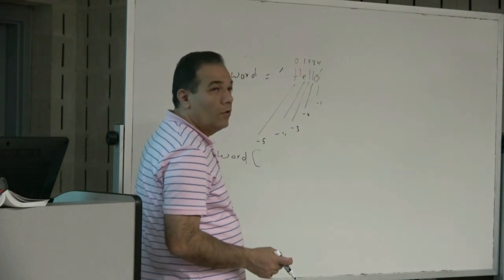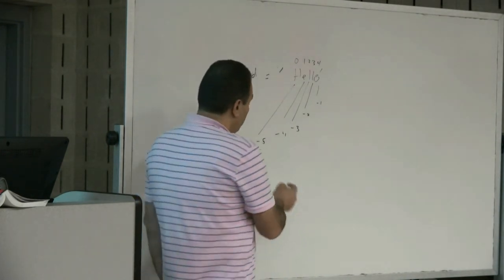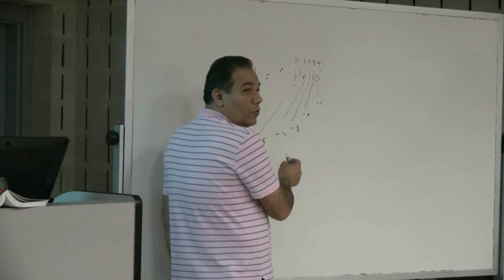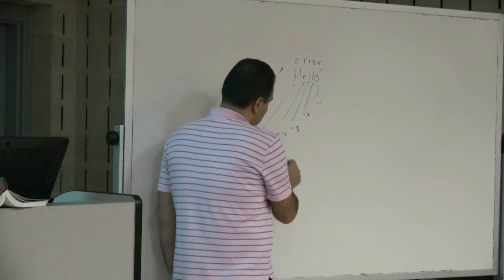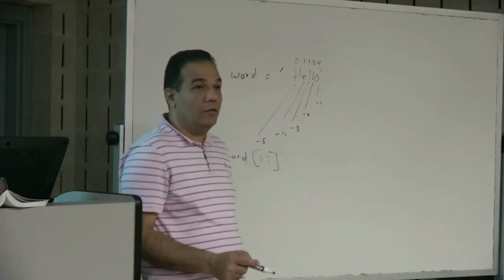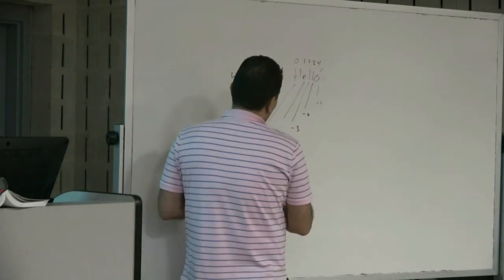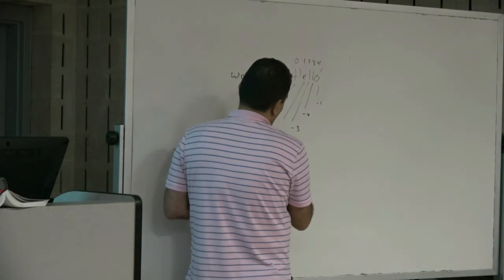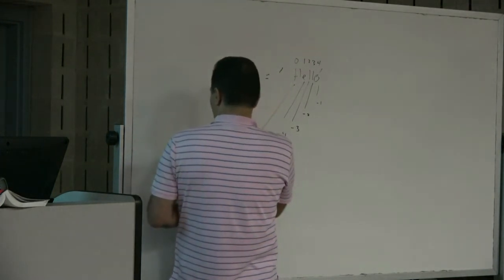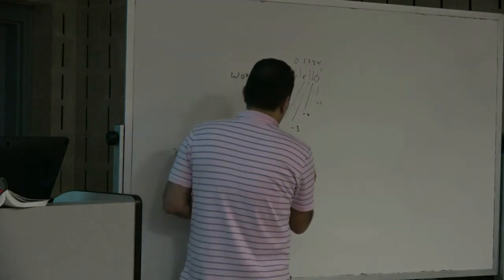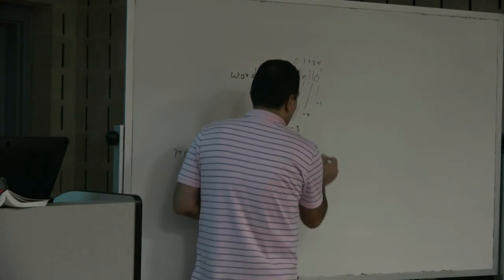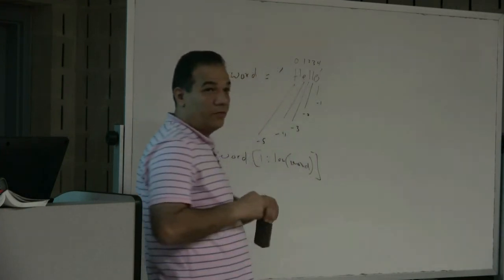Colon 1. What should I do? One colon, one colon, one colon. 1 colon, okay, to the end, right? Or I could say word length of the word. Right? So, indexing.